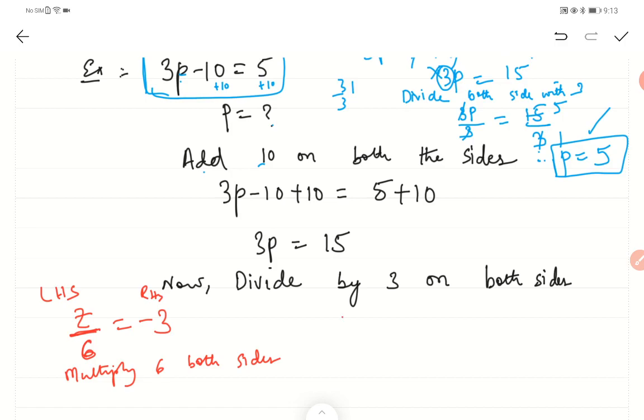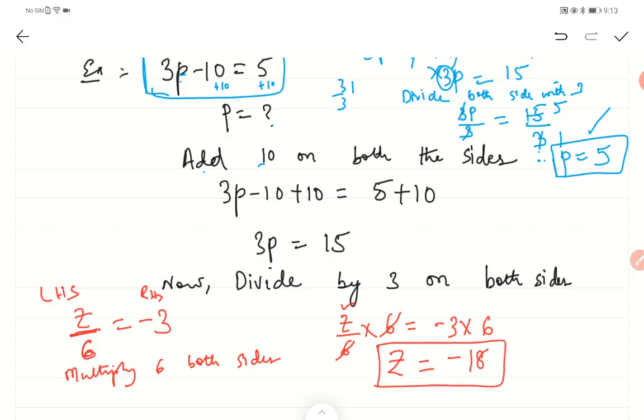What are you going to get? Your z by 6 into 6 is equal to minus 3 into 6. So 6 ones are 6, so you remain with only z here. Z is equal to minus 3 into 6, which is minus 18. So you have got the value of z, isn't it? It's very simple. Okay, let's move on to the next method.